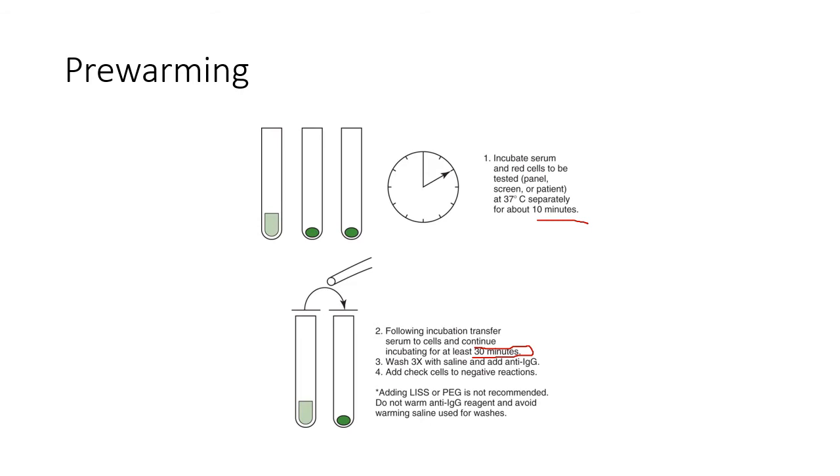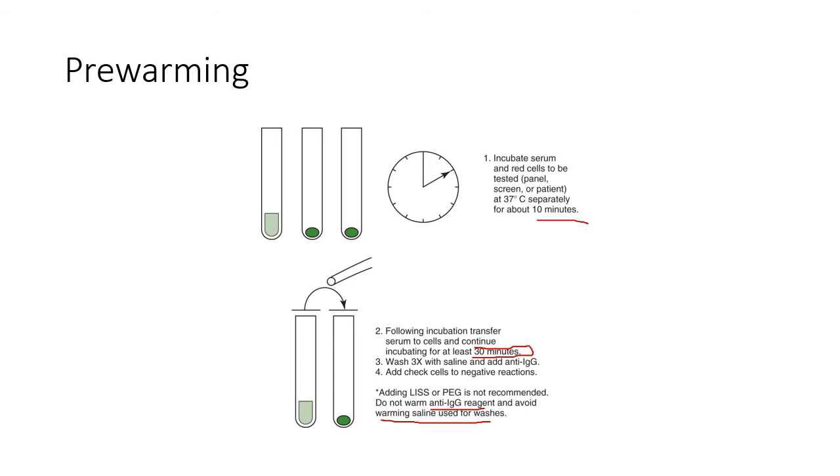Next thing we do is we wash 3 times with saline and add anti-human globulin. So there's something that you're going to see on another slide, and it's going to come up later. Do not warm anti-IgG reagent. Avoid warming saline used for washes. Now I can tell you, when I started, they used to tell us, oh, warm the saline, warm the saline. They've since discovered that you miss antibodies when you do that. So we don't do that.